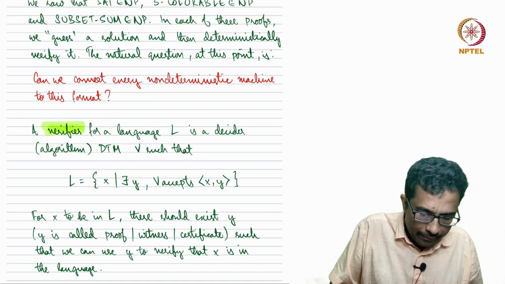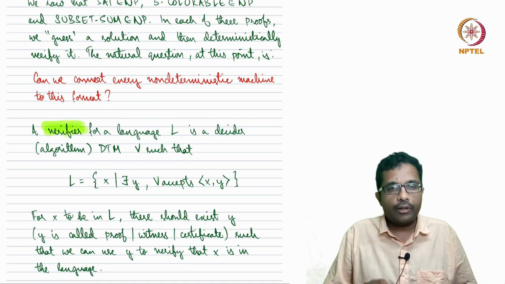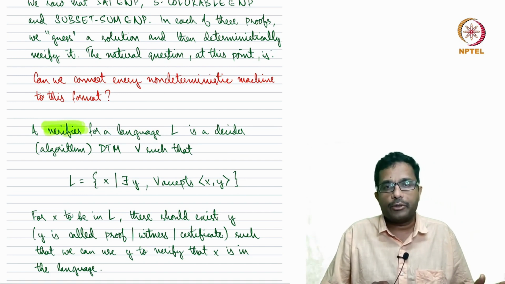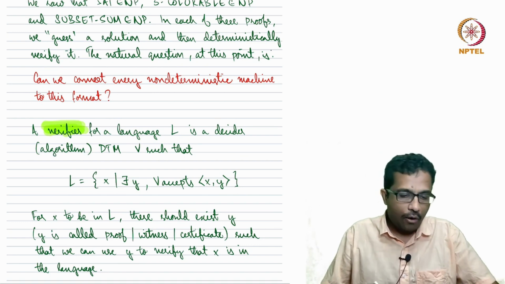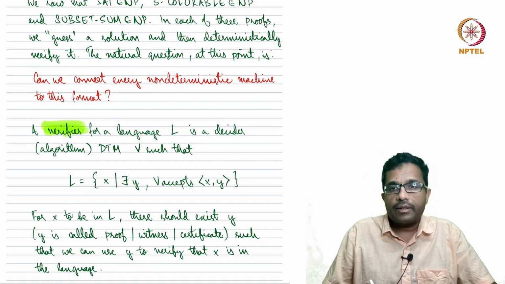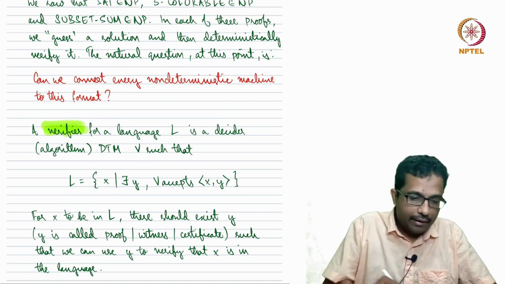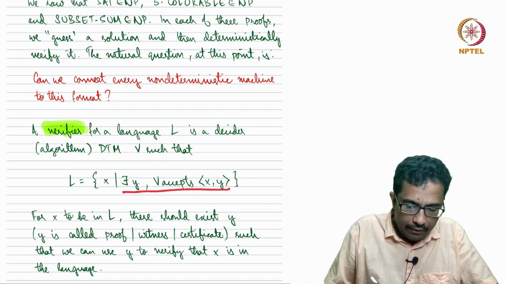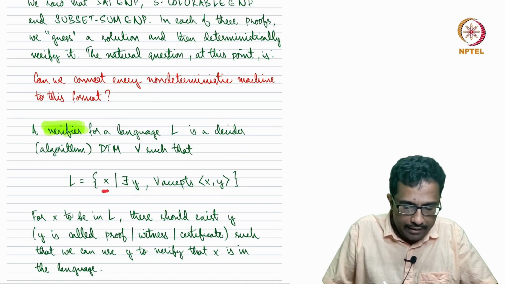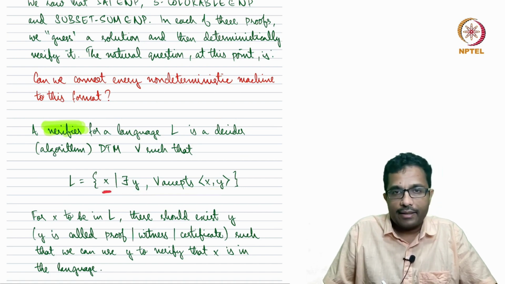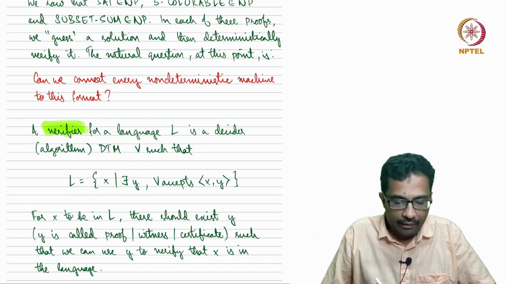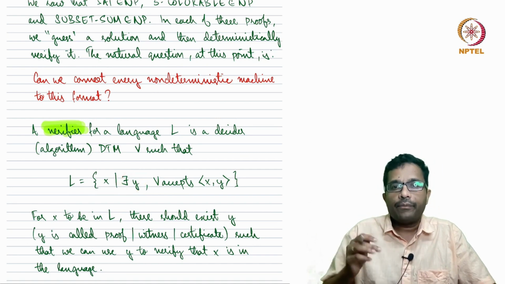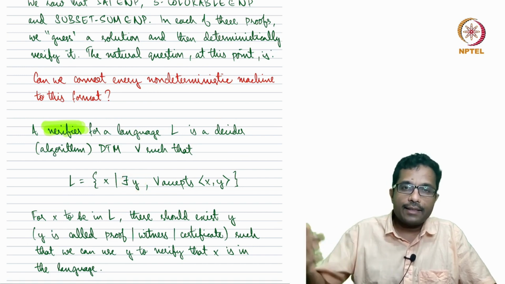A verifier for a language is an algorithm V, or a deterministic Turing machine V, such that the language is the set of all X whose membership can be verified by the deterministic Turing machine. What do I mean by whose membership can be verified? The language L consists of all X whose membership in L can be verified by V along with a string Y, meaning this Y helps in the verification that X is in the language.